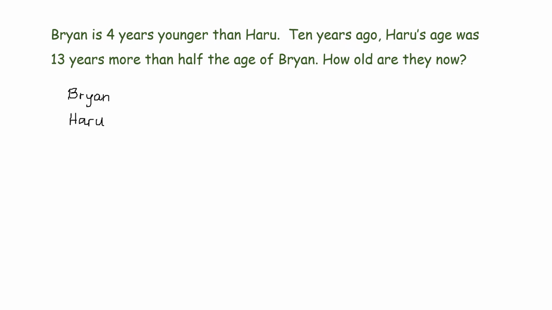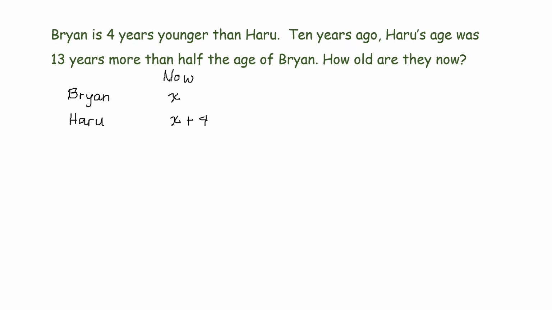Let's make a column for their age now. We don't know how old Brian is, but we know the relationship between his age and Haru's. Okay, so let's say Brian is X years old. Brian is 4 years younger than Haru, meaning Haru is older by 4 years. So Haru is X plus 4. Is that right? Let's review one more time. Brian is 4 years younger than Haru. Okay, I think that's correct.